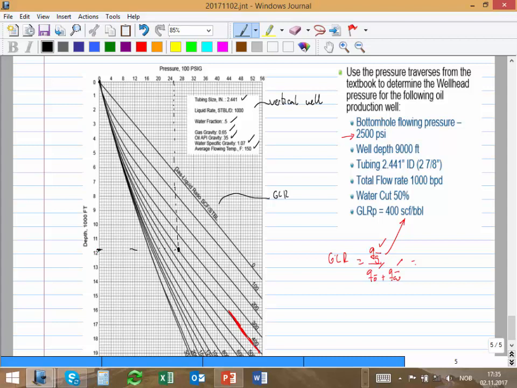Now what I'm going to do, I say, well, if the gradient here is the same, it's going to keep exactly the same when I'm moving up, then the only thing I have to do is to count 9,000 feet up. How much is 9,000 feet up? That's the depth of the well, so that will be around here, maybe. Yes. And then I cross with this curve and I obtain the pressure, which is around 40 psig. Finish. So that's how you use that curve.